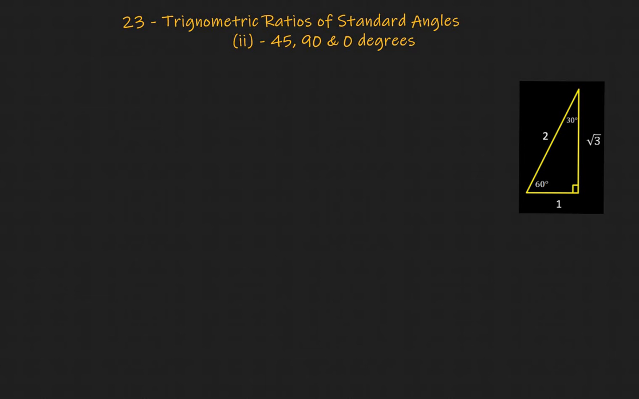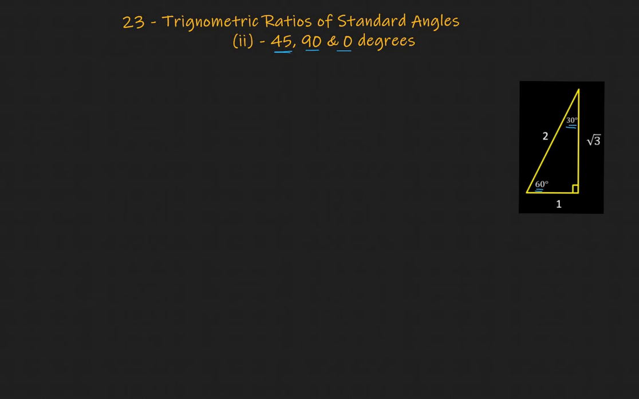Welcome to the second video in the series of videos on trigonometric ratios. In this video we're going to look at the ratios for the following angles: 45, 90 and 0. In the previous video we looked at the ratio for 30 and 60 degrees, and we understood the formation of this special triangle from an equilateral triangle, right?